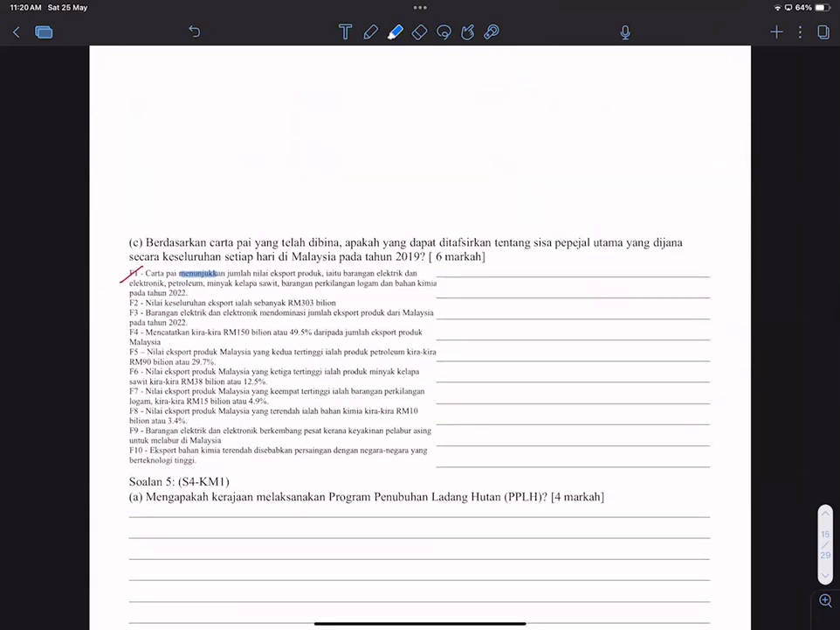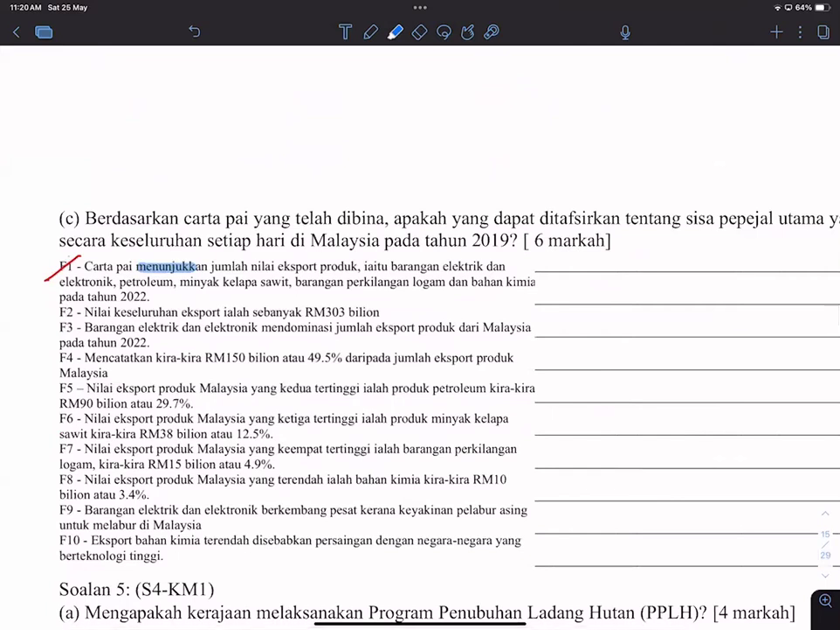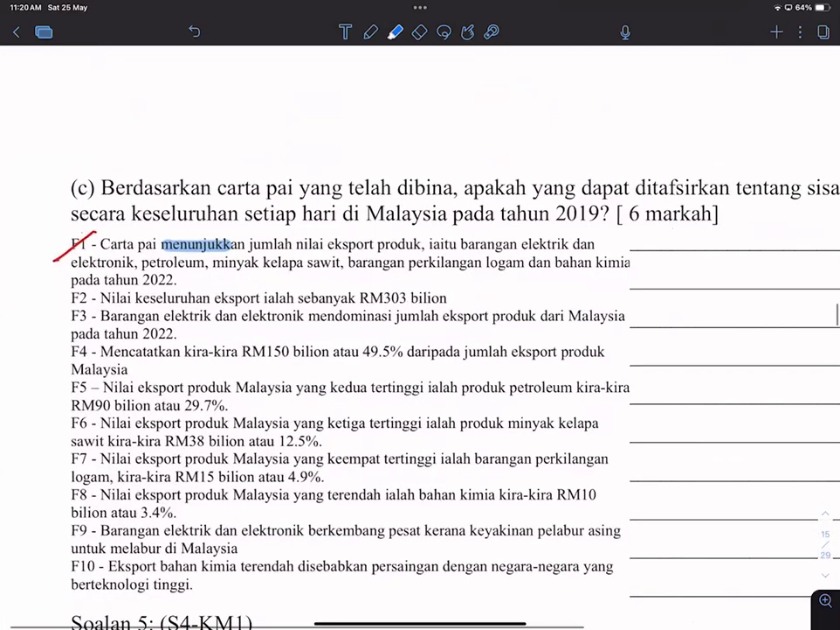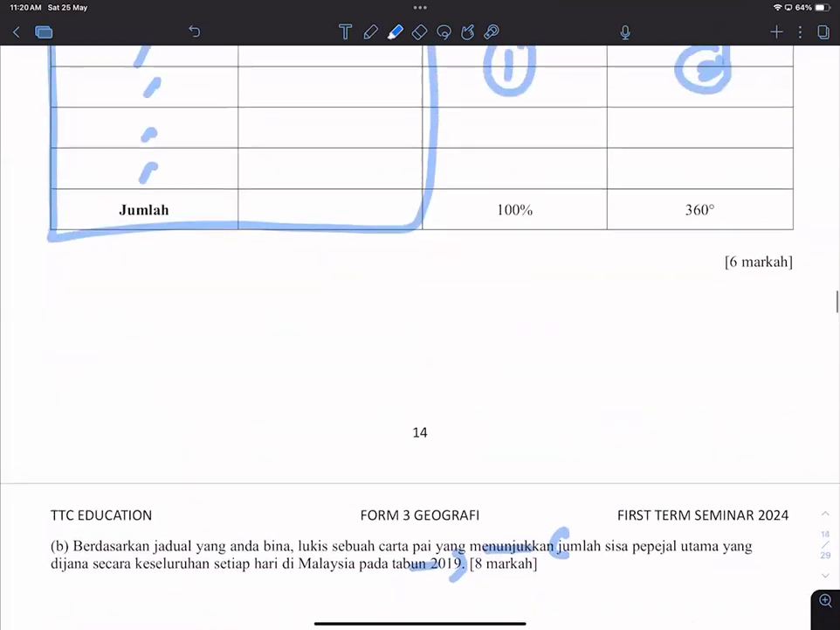Understand? So always start from your first tafsiran, which is your tajuk. So after the tajuk, right? Guys, put a star for the faktor kedua. Must mention the nilai keseluruhan, after all the barang-barang.